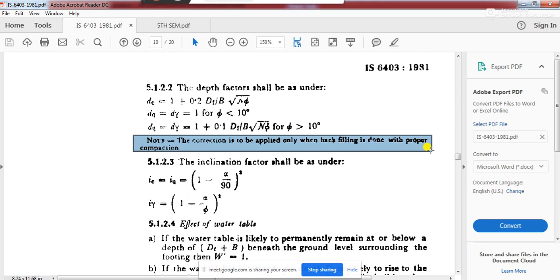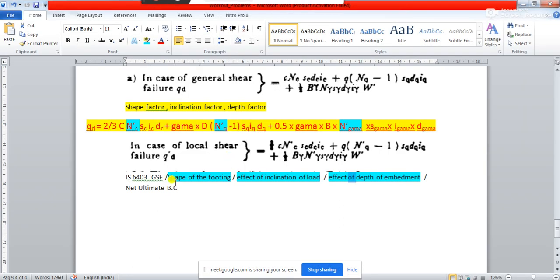And if you observe what the depth correction factor will actually introduce, it will introduce a little amount of increase in bearing capacity. Okay. Now next is your inclination factor. So what are the two factors we have already discussed? We have discussed the shape factor and the depth of embedment. So we have discussed SC, SQ, S gamma, and DC, DQ and D gamma.